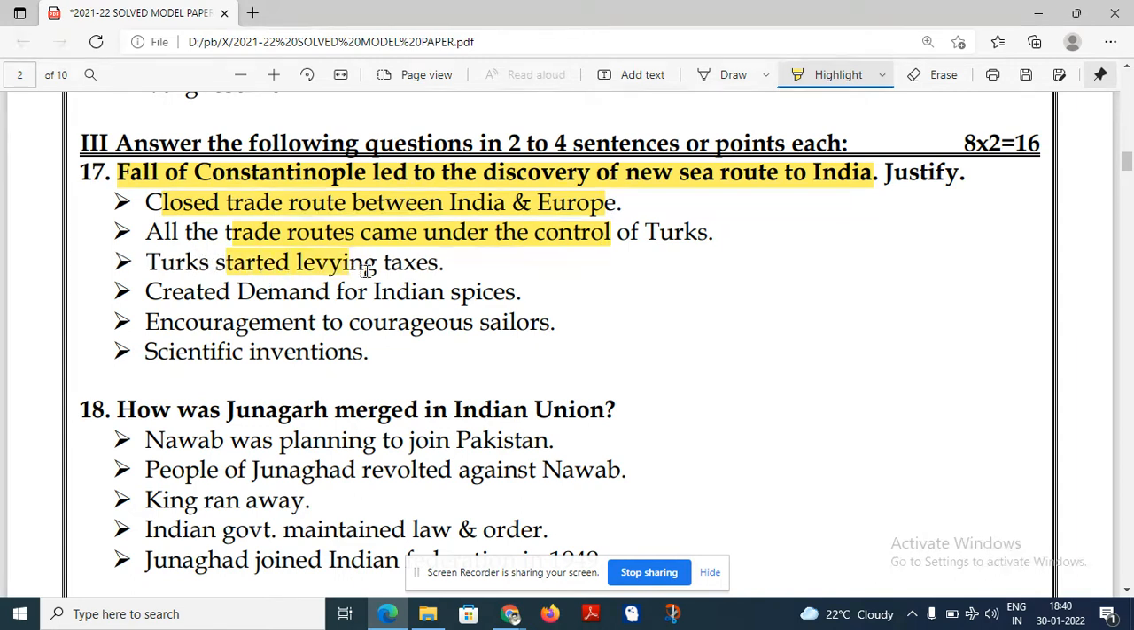So Turks started levying heavy taxes on goods which passed through, and it created demand for Indian spices because the trade closed between India and Europe. Due to the fall of Constantinople, it encouraged courageous sailors to find new sea routes, and some scientific inventions also led to discovery of new sea route to India.